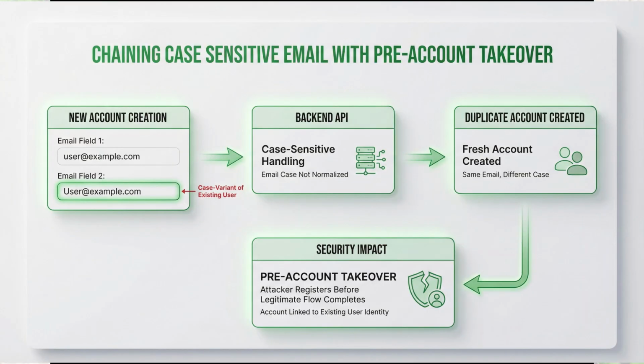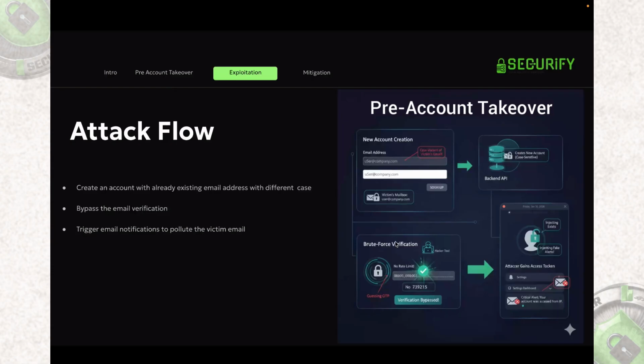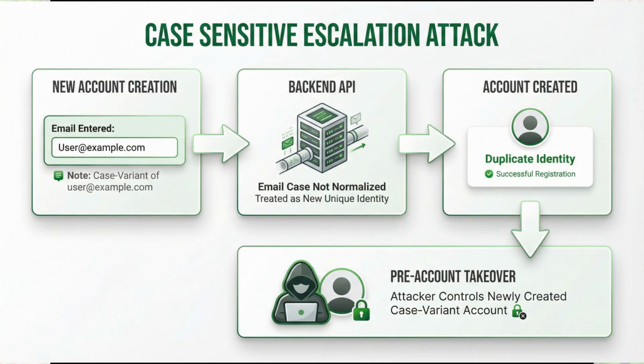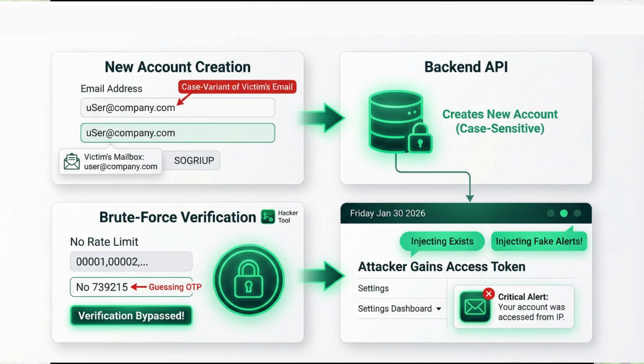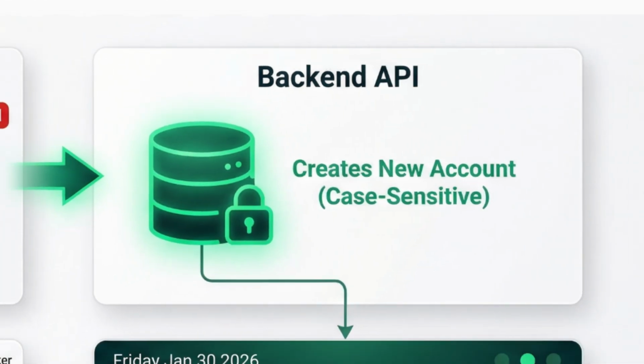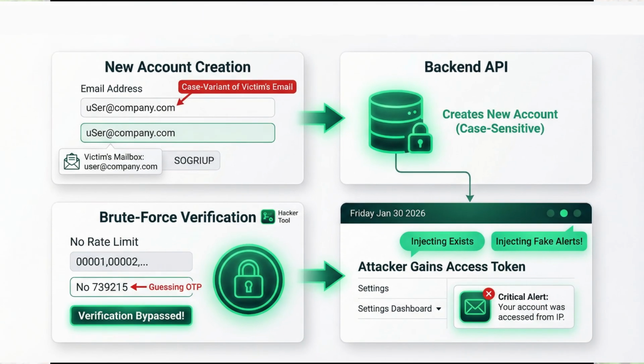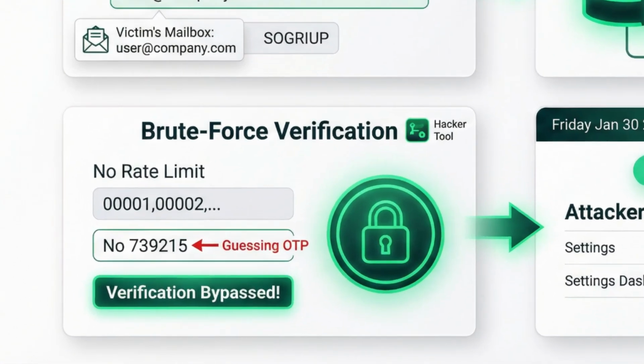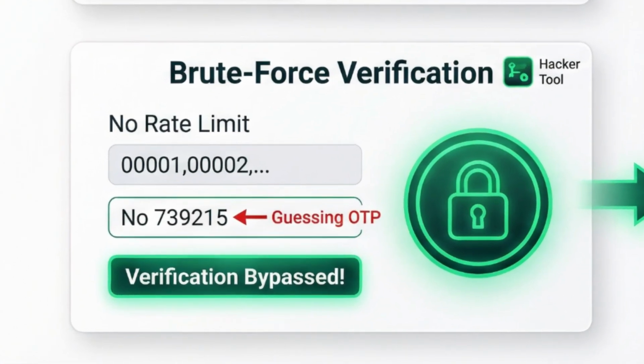Now let's see an attack flow where we can chain this case-sensitive email handling with a pre-account takeover scenario. In this attack, the attacker will create a fresh new account, but with the email address of an already existing user, just with a different case, so that the server treats it as a new account. Once you create the account, the backend will validate it, and if the backend is not sanitizing the case of the email, it will create a new account and you proceed with the email verification process.